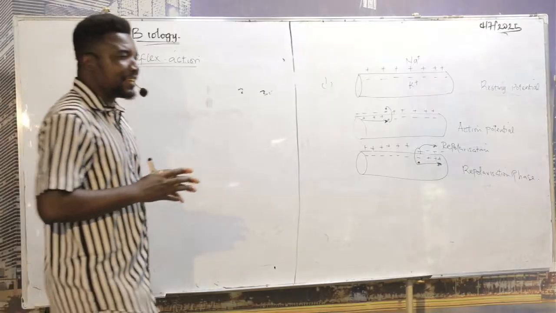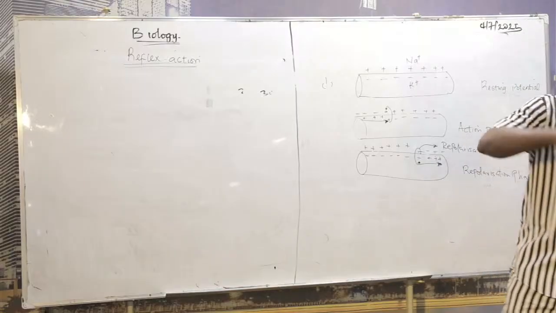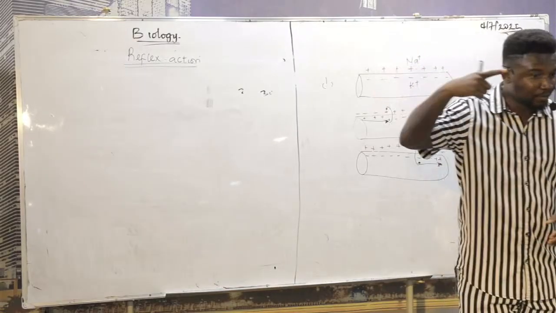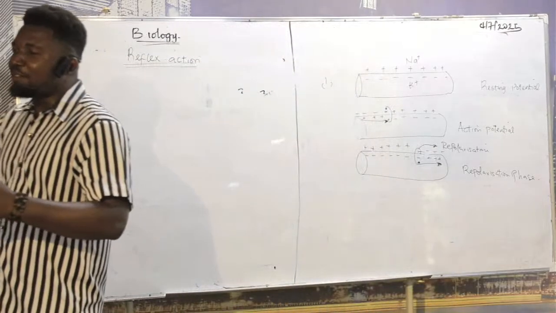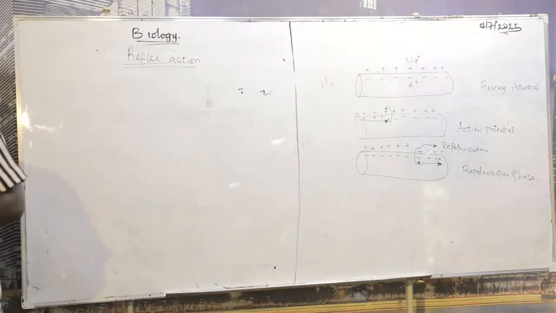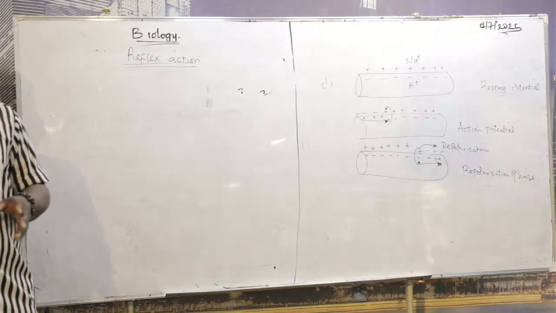Why is blinking a reflex action? It is triggered by environmental humidity. If your environment is very dry, you blink more. Why are you blinking more? So that the lacrimal gland will secrete.